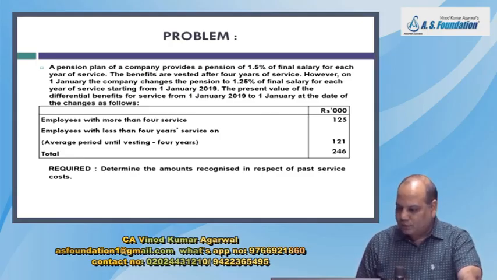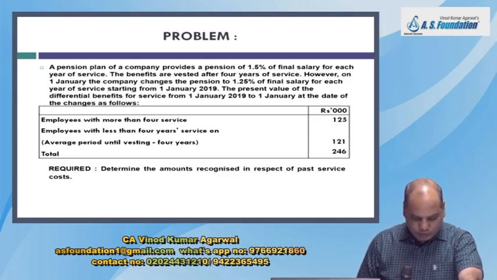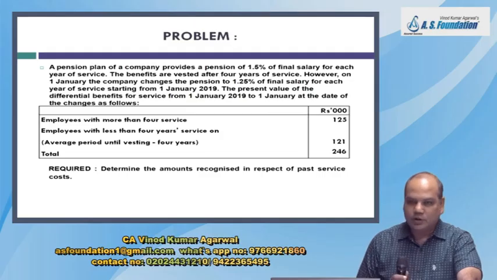Employees with more than 4 years of service 125, and employees with less than 4 years of service, on an average period until vesting of 4 years, 121. So total is 246. 125 has vested, 121 is not yet vested. But for the accounting, it will not make any difference here.